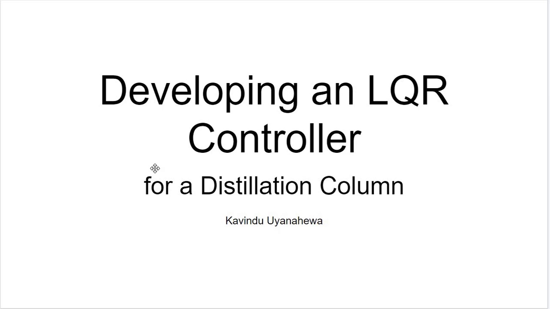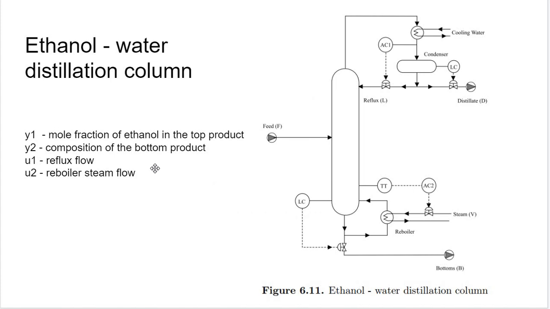So my project was developing an LQR controller for a distillation column. I found this diagram and system from a book, and according to that book there are two inputs. The first one is reflux flow and the second one is reboiler steam flow.